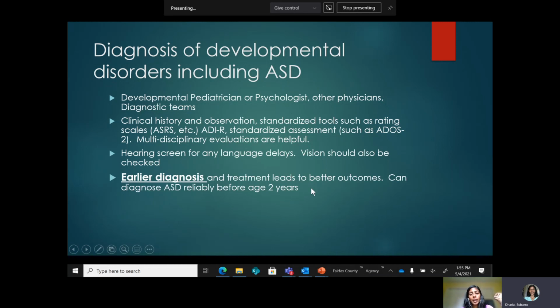We know that when someone's diagnosed earlier, they can have a better prognosis, so their outcomes are better. It's definitely possible to diagnose autism before 2 years. I would say even 18 months is very reasonable. So that's just something that, as parents, it's important to know and to advocate for if at all possible.